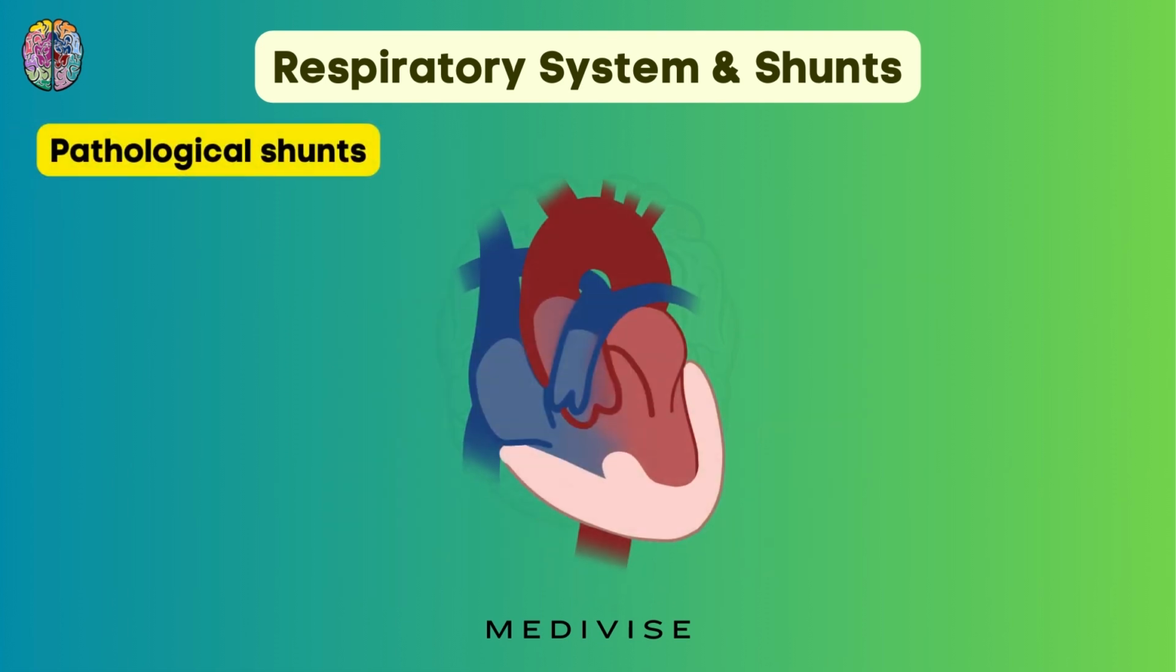Now let's come to the pathological shunts. There are two types of shunts that you should know, the left to right shunt and the right to left shunt. This is seen in conditions such as VSD, or ventricular septal defect, and ASD, or atrial septal defect. Basically the wall between the left and right atria or the left and right ventricles is damaged or not present. The blood can go from the left side of the heart to the right side, or the opposite, from the right to the left.